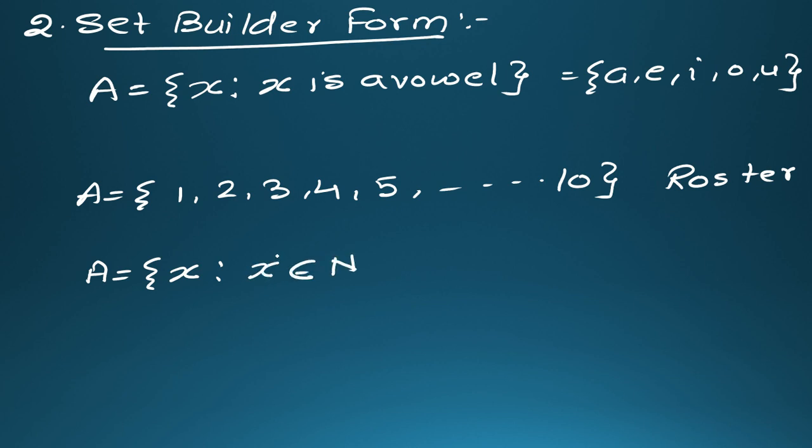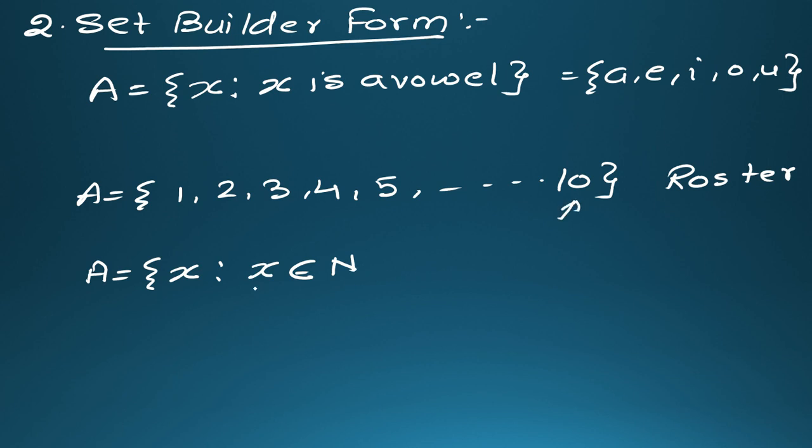X belongs to N. Will it be the final answer? Did you say no? Very good. It will not be the final answer. Why? Because there are so many natural numbers: 100, 1000, 10,000, 1 million. Yes, but we have a limit up to 10 only.